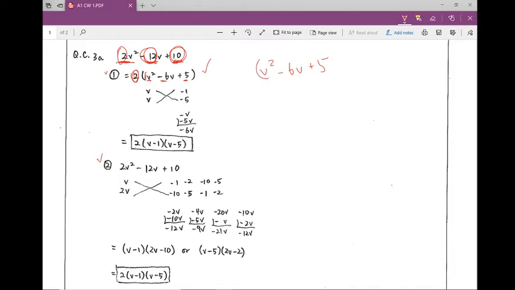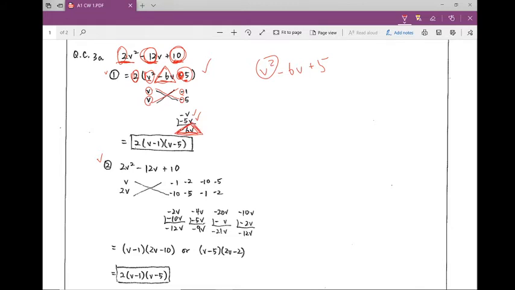So we know that the factors of v squared are v times v, and the factors of 5 are going to be 1 and 5. Now notice here that it's going to be negative 1 and negative 5 because it must multiply into a positive 5, but at the same time I need it to add to a negative 6. And we find that it actually does. V times negative 1 is negative v. V times negative 5 is negative 5v. Add them together to get the negative 6v that I wanted.